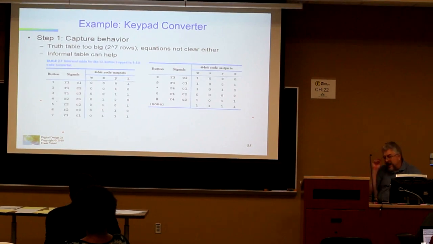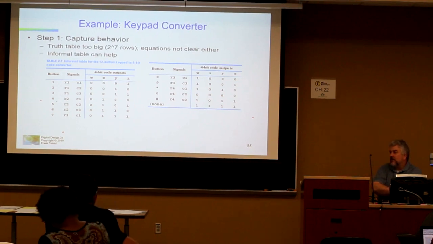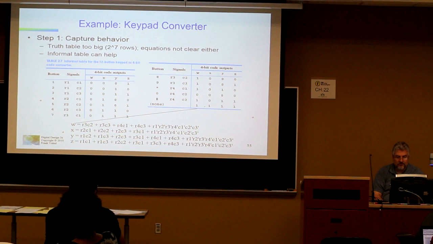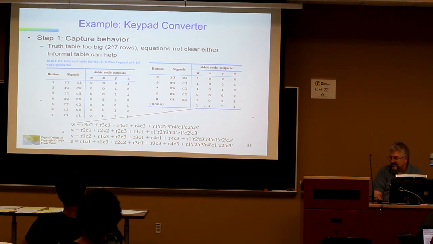So in other words, keep in mind that we're going to assume that you're not pressing multiple keys at one time. So for that case, when you're pressing button 1, that's R1, C1, your output is going to be Z, etc. This will show the rest of the situations. From that, we can get an equation for W, X, Y, and Z. Looks like a lot of work, doesn't it?